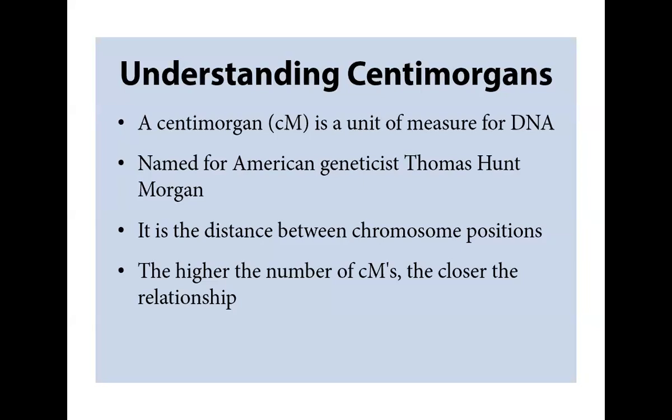And it's really saying what is the distance between two positions on a chromosome that could be shared in common with someone. So if there is a higher number of centimorgans, then the closer is the relationship between those people. If it's a small amount of centimorgans, it's the more distant relationship. So for autosomal DNA, you want to look for matches that have a higher number of centimorgans when you're looking for those closer cousins.